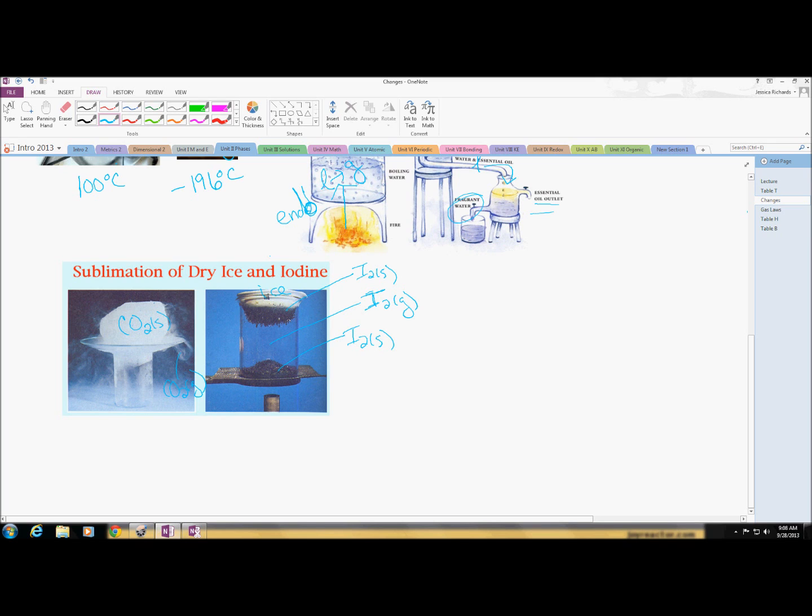From a solid to a gas is endothermic; it's going to be absorbing heat to do that. There's just enough heat at room temperature to turn this solid into a gas. Same thing with the iodine. There's enough heat in this room to turn this solid into a gas.